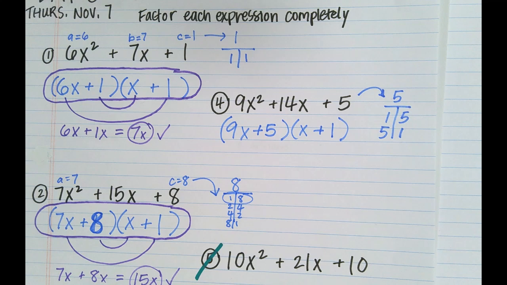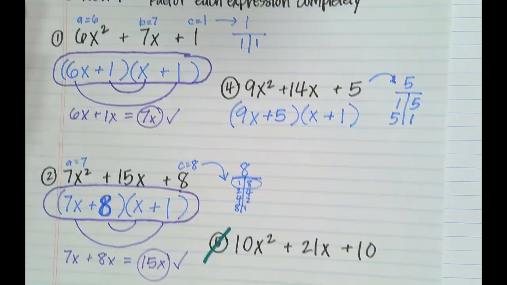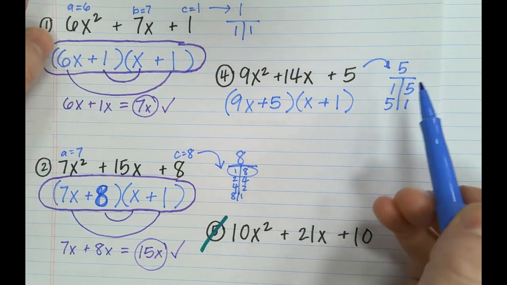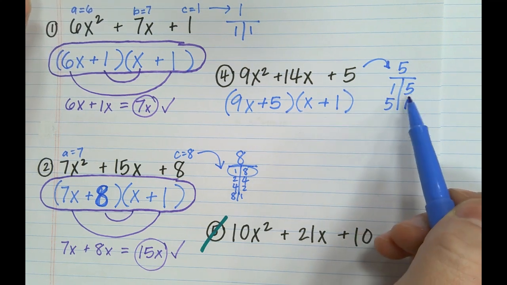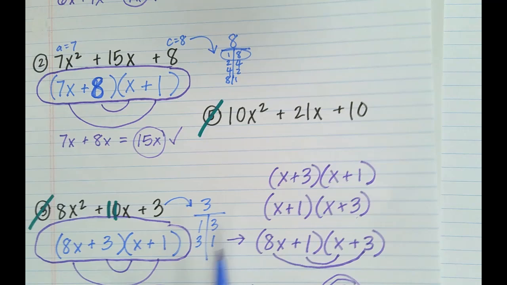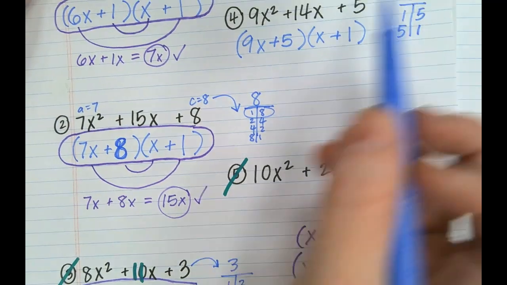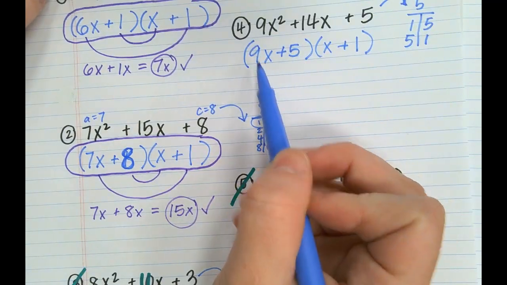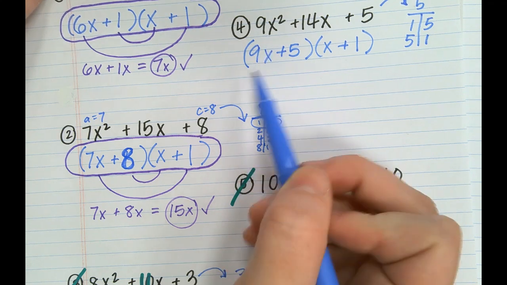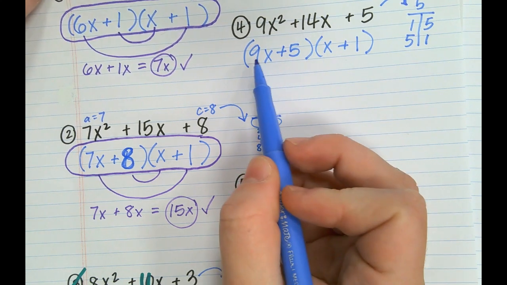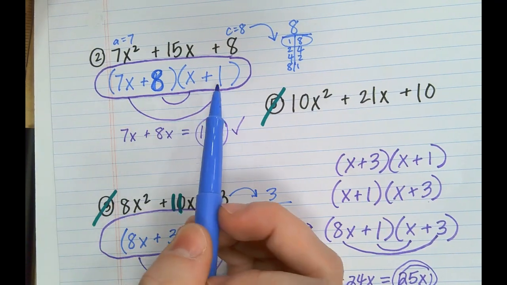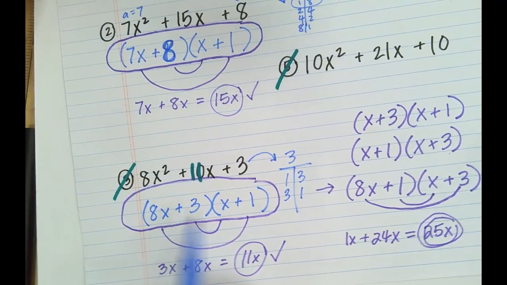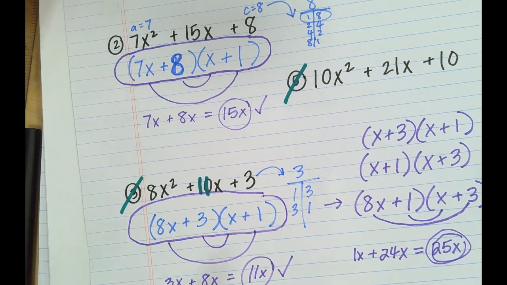You're going to start to notice a pattern as well. Whenever your factors are a smaller number and a larger number, like 1 and 5 or like 1 and 3, usually that larger number ends up going with the parentheses that has a number with x here. So I have 9x plus 5 and x plus 1, 7x plus 8 and x plus 1, 8x plus 3 and x plus 1. You're going to start to notice these patterns.